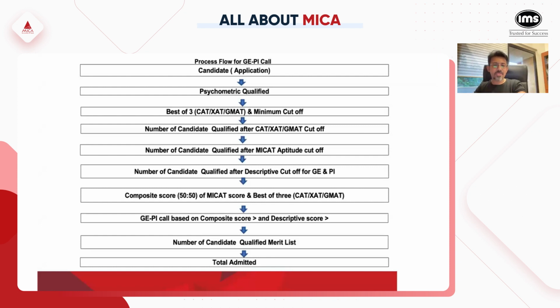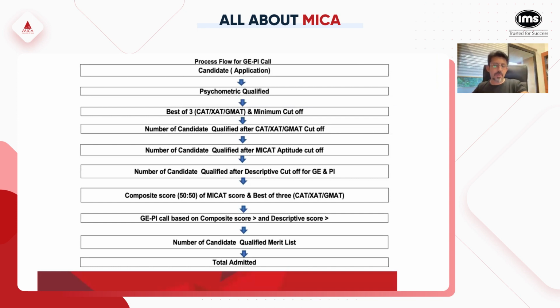Then we start looking at CAT, XAT and GMAT, where we have a minimum cutoff that we tend to adhere to. And then we use that cutoff as an entry-level filter. You get into your MICAT score, which consists of descriptive, and section C, which is quantitative, DCT, verbal and general knowledge. We have a sectional cutoff for descriptive, verbal, quantitative, DCT, as well as general awareness. Based on those sectional cutoffs, you come down to a smaller pool.